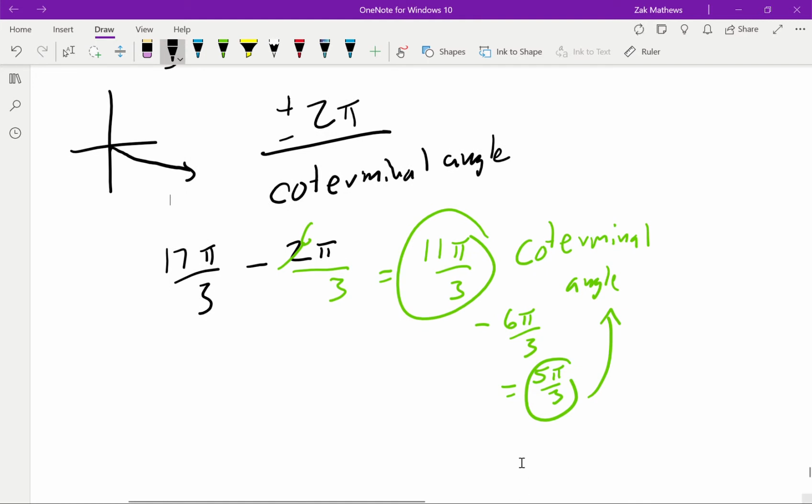So we can see that we had to subtract twice there in order to get our coterminal angle that we could actually work with. Now, keep in mind, if I wanted to find other coterminal angles, I could continue subtracting 2 pi as many times as I wanted, or I could actually have added 2 pi. That's another thing I can do to find the coterminal angles.